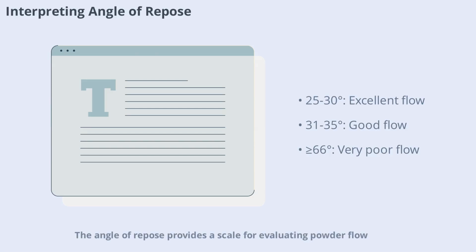The angle of repose provides a scale for evaluating powder flow. Angles between 25-30 degrees indicate excellent flow, while angles above 66 degrees suggest very poor flow. This simple measurement helps manufacturers select appropriate handling and processing methods for different powders, ensuring smooth operations and consistent product quality.